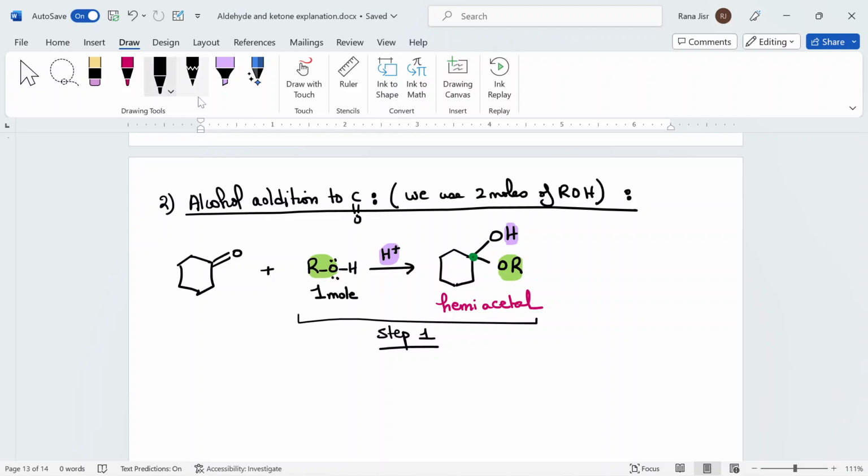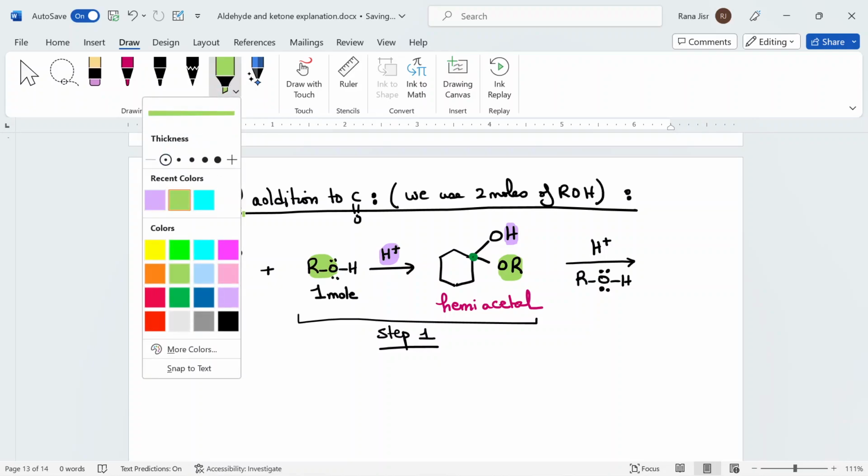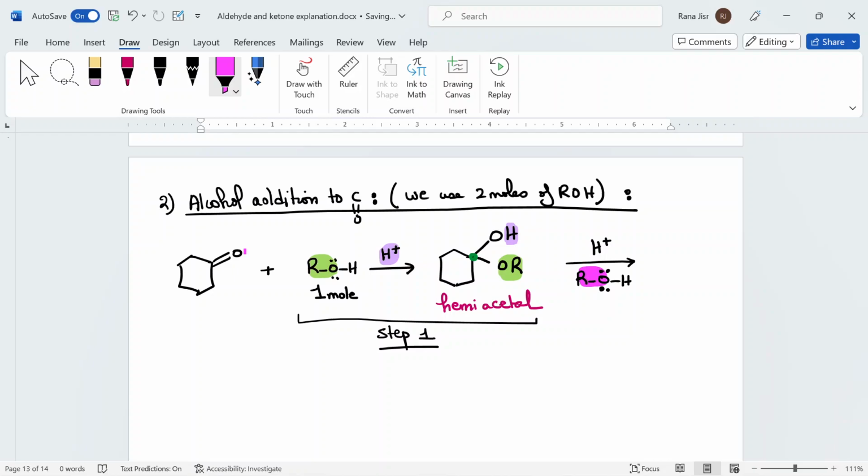Now, if you wish to continue, then we're going to use another mole of the alcohol, again in acidic medium. So every time you're throwing an acid and an alcohol into the reaction, you end up with another OR that is going to add and replace the OH. So that OR from the second alcohol is going to come and replace that OH.